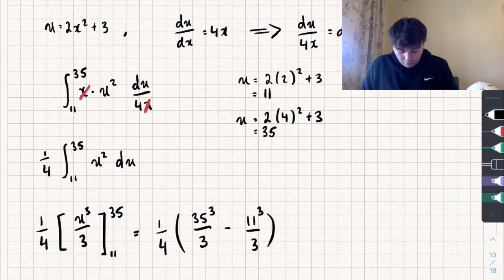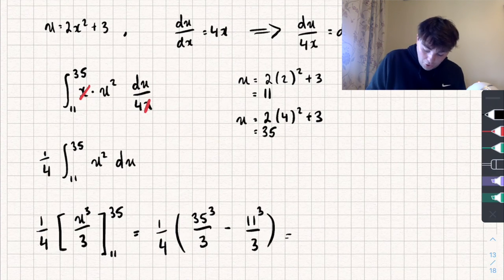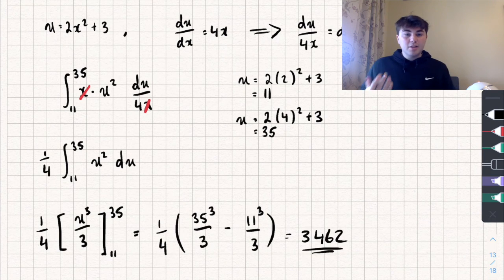So we've got 35 cubed divided by 3, subtract 11 cubed divided by 3. And if we work that out, we get quite a nice answer actually. We get 3,462 as an answer to our integral.